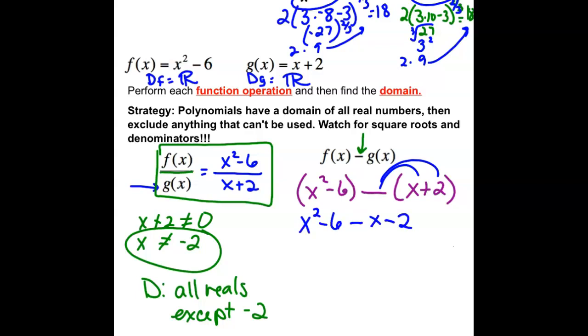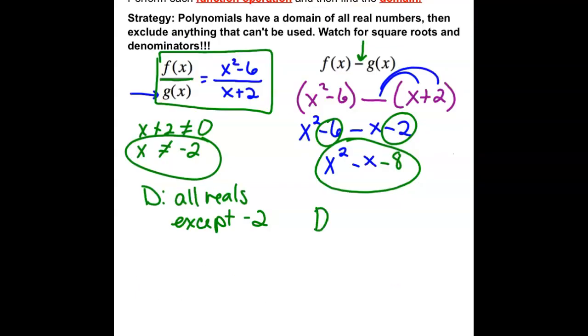And then let's just put that in standard form. Highest power first would be x squared, then our minus x, and then we can combine our like terms here to get us a negative 8. So my answer would be x squared minus x minus 8. Again, that's a basic polynomial, so my domain would just be all reals. And again, we can use that capital R to represent that.